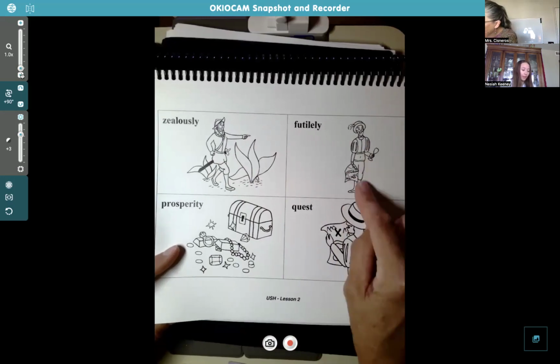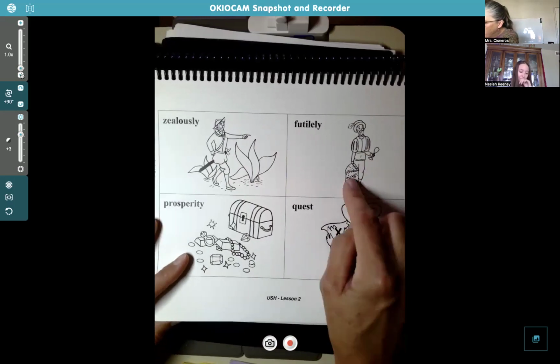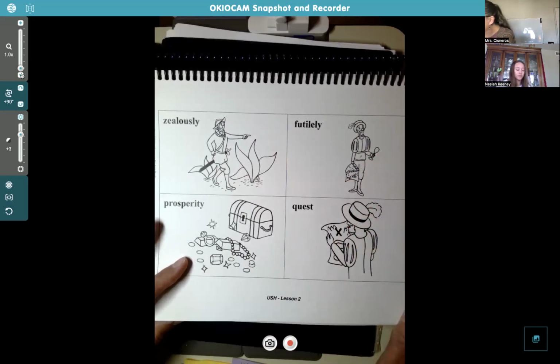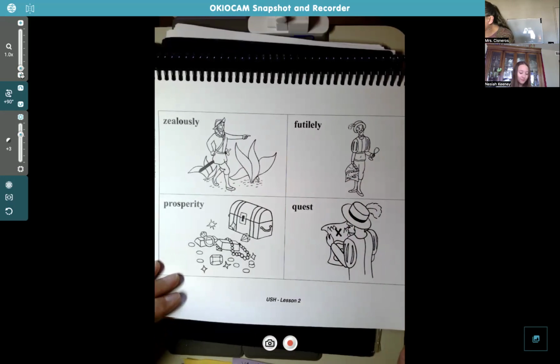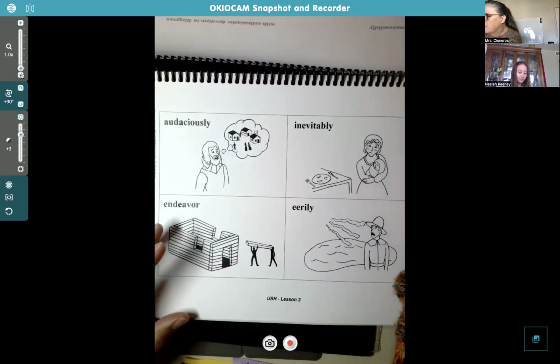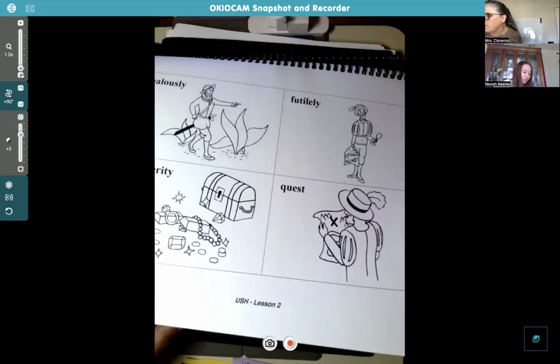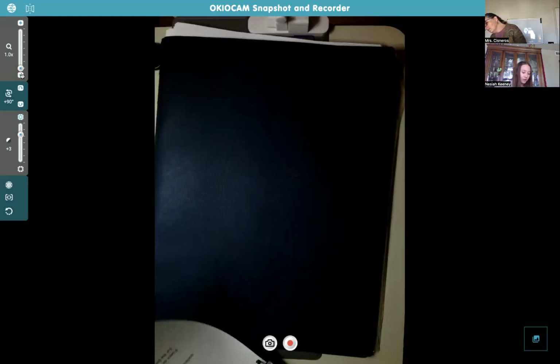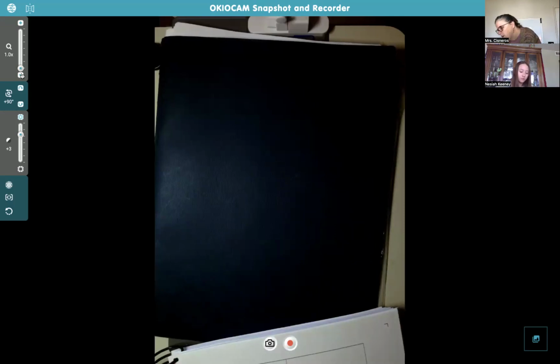Futilely, look at this guy. He looks a little more sad. He's got his map and it looks like a goblet of some kind. And he looks disappointed. So what does it say on the back of that? What is the definition of futilely? Uselessly or unsuccessfully.